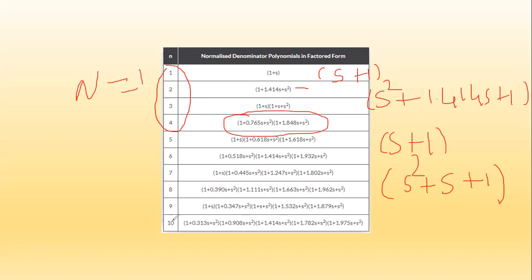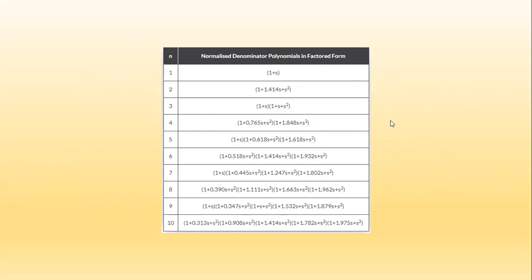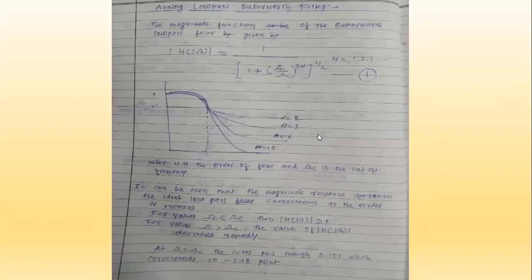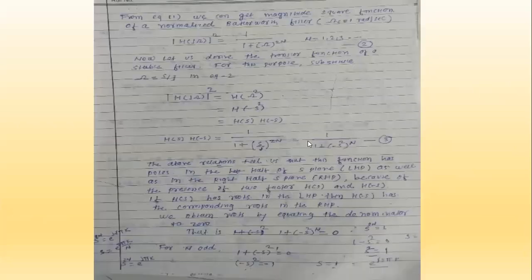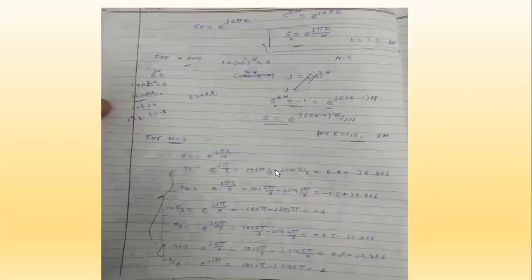This is the table up to 10. So this is the value of H of s, the H of s for normalization of the filter. What is meant by normalization of the filter? Cutoff frequency is equal to 1 radian per second. So this is the complete discussion. This is again a repeat. It is not visible, that's why I put these repeated notes for you.